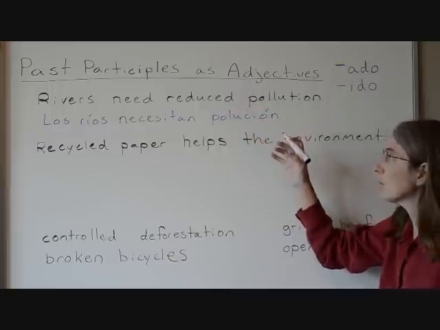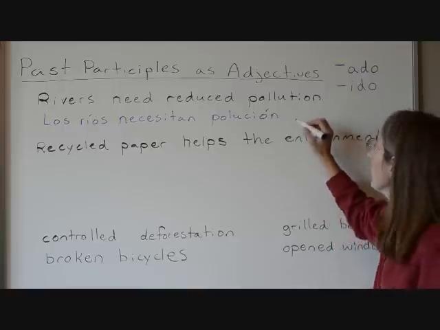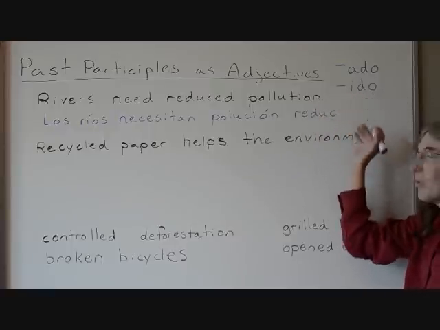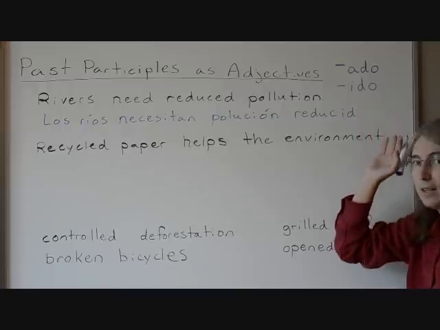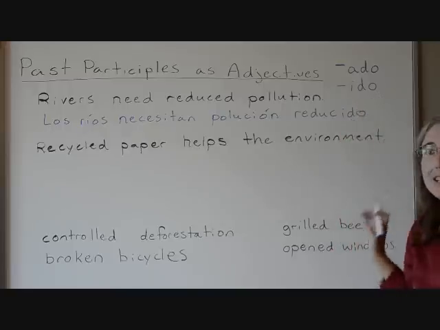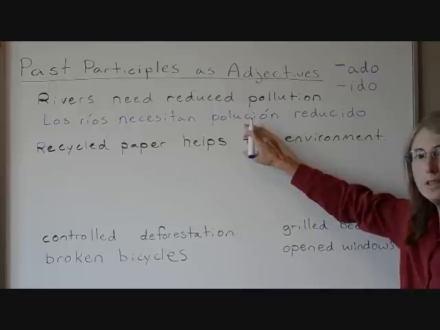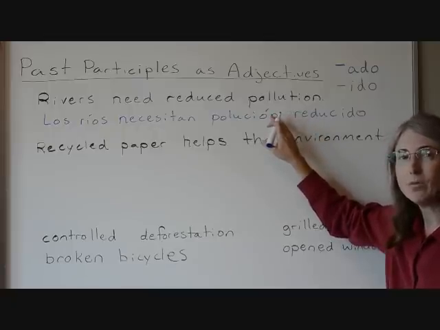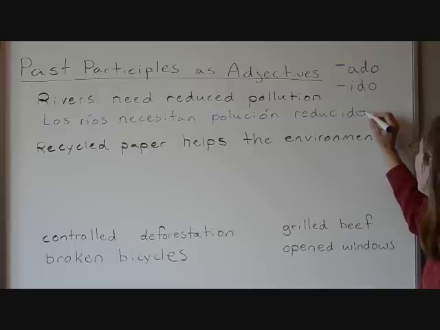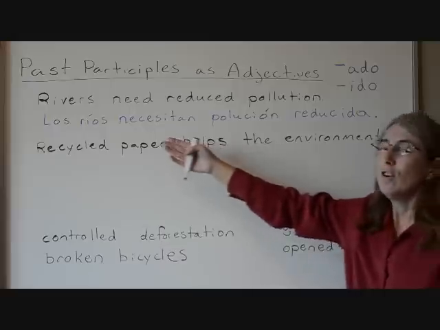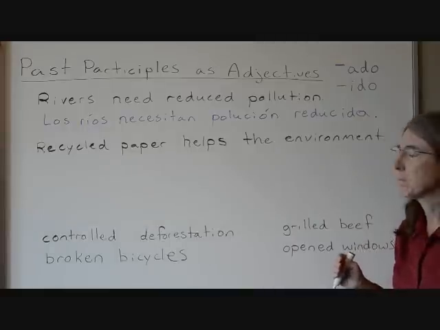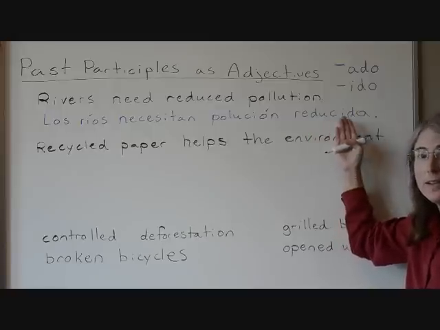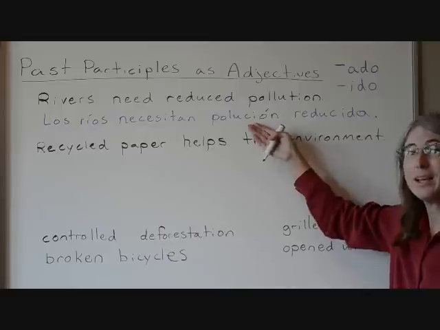Now, reducir is an IR verb. So let's take the stem, reduc, and then it's an IR verb, so we add ido. Oh, except, if I add ido on the end, is this going to agree in gender and number with the noun that we're modifying? Polución, it is in CIÓN, is a feminine noun, so we have to make it ida. Los ríos necesitan polución reducida. So we have the past participle of reducir. It's agreeing in gender with the noun that it is modifying, polución, and it comes after the noun.